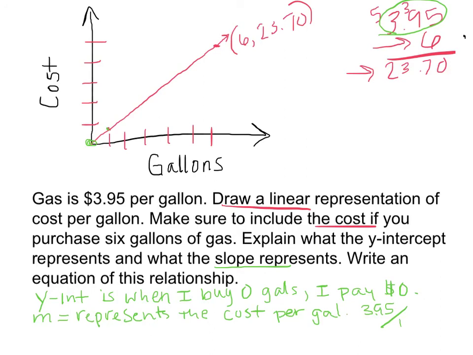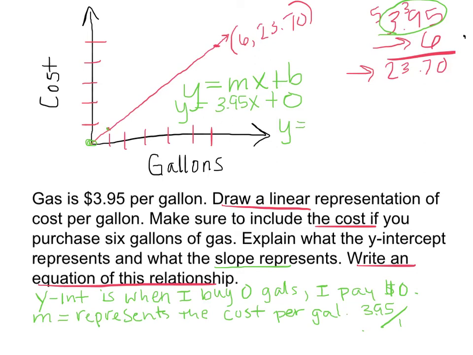Okay? But we still have one more piece to do. We have to write the equation of the relationship. So what is the equation of this line? Okay? This line is y equals mx plus b. Well, what's our b? Our y-intercept was 0. Our slope was that 3.95 times the x equals y. Now, do I need to leave the 0 on there? No. So my real equation of this line is y equals 3.95x. And I can box my answer.